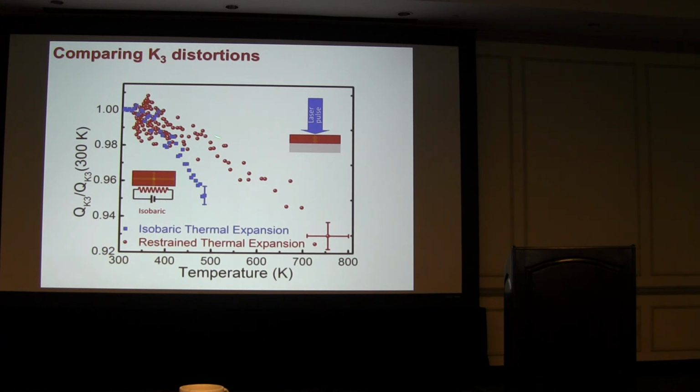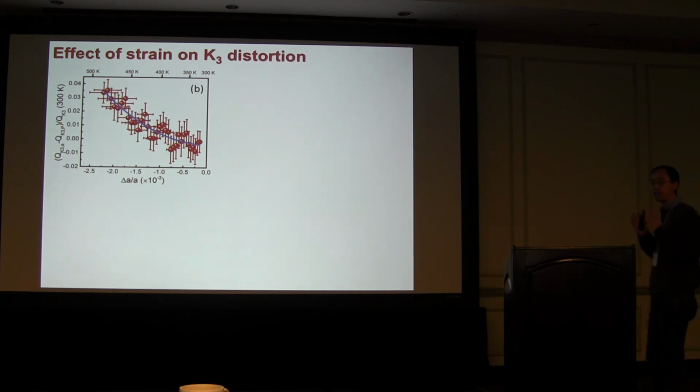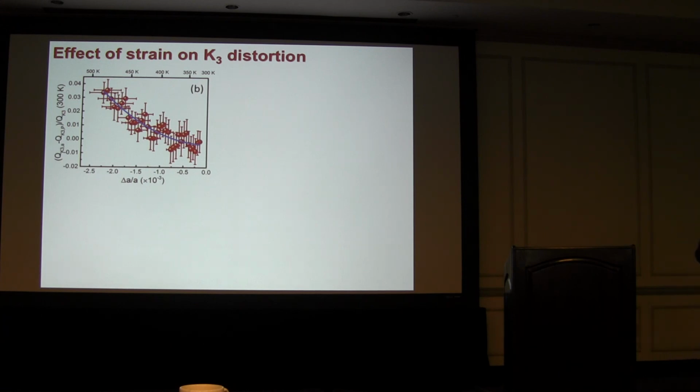This is the isobaric thermal expansion, this is the restrained thermal expansion, and this is the amplitude of the structural distortion. You can see a really big difference in between. So we're ready to calculate the effect by looking at the difference. Here's the result. As I talked about a moment ago, we are applying a compressive strain, and after you apply the strain, the distortion really increased by quite a lot.